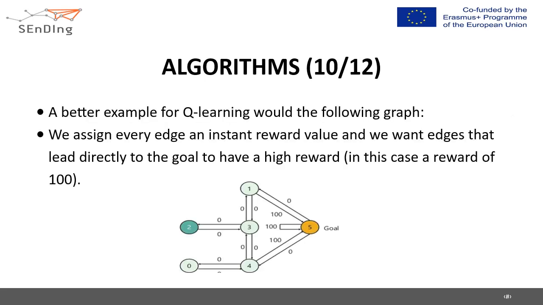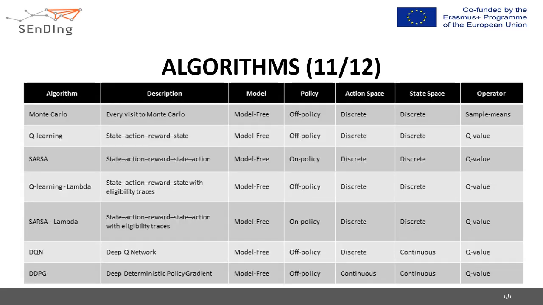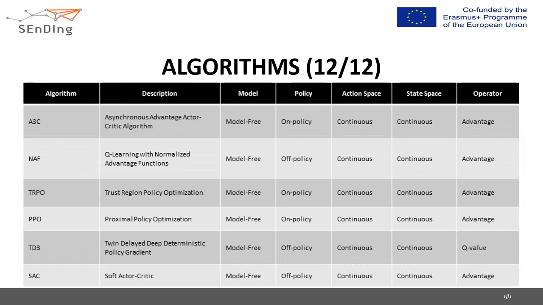A better example for Q-learning would be the following graph. We assign every edge an instant reward value, and we want edges that lead directly to the goal to have a high reward, in this case a reward of 100. Here we can see many algorithms and their characteristics. And some additional ones too.